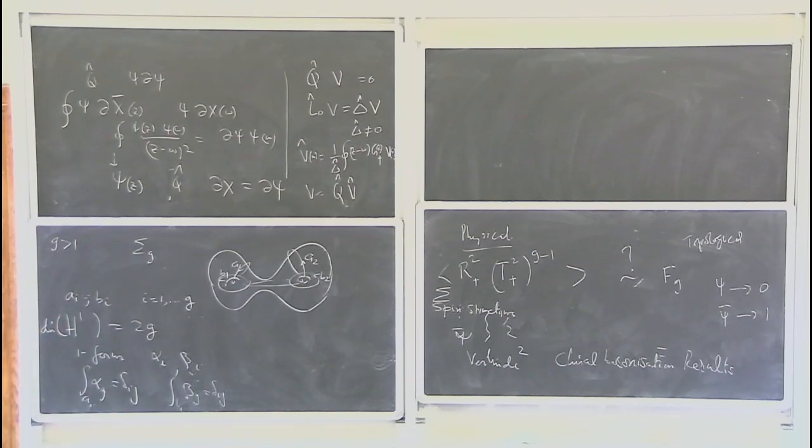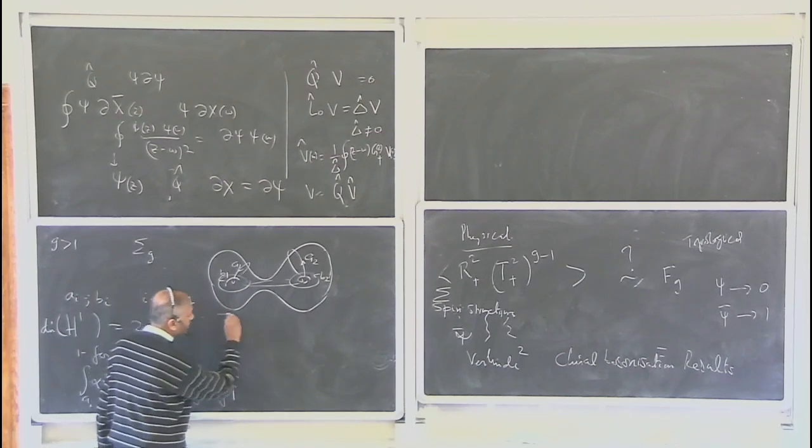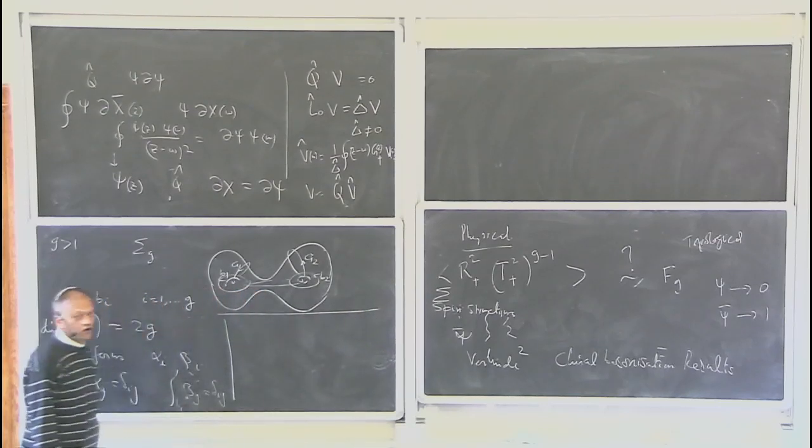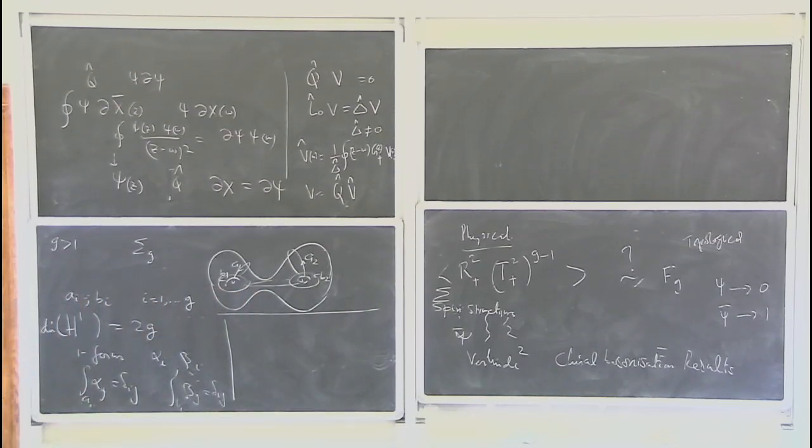There's a dual relation between homology and cohomology. Okay, you can choose that. Then the other important thing is that these are complex manifolds, right? Just like in the torus, we could introduce z and z bar coordinates, right? It's a complex structure.